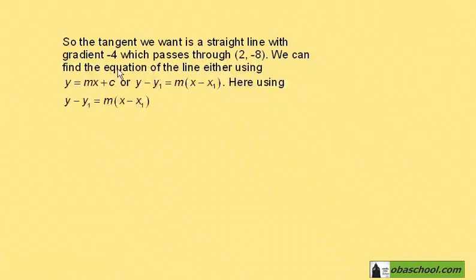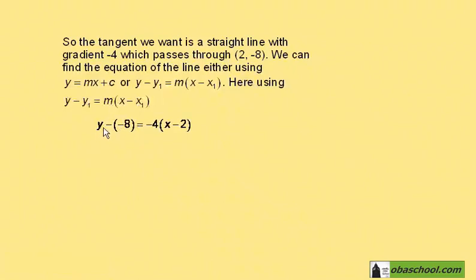We can find the equation of the line either using y equals mx plus c, or y minus y1 equals m(x minus x1). Here I'm going to use y minus y1 equals m(x minus x1). Remember, m is the gradient, x1 is the x coordinate, and y1 is the y coordinate.